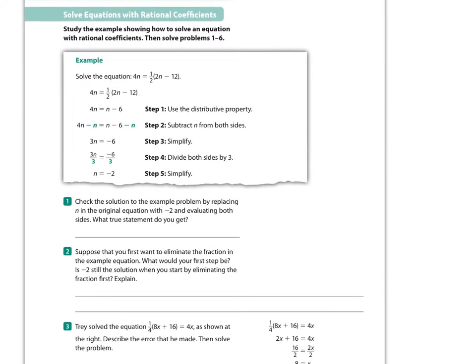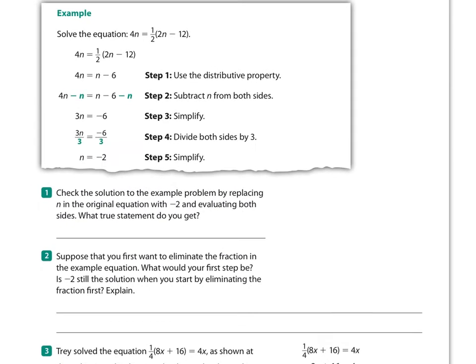So here's our next one. It says solve this equation, and then it's gone through and solved that equation for us, and hopefully we could do that on our own if we needed to. But question number 1 says check the solution. Here's the solution. I got negative 2. Check the solution by replacing n in the original equation with negative 2 and evaluating both sides.